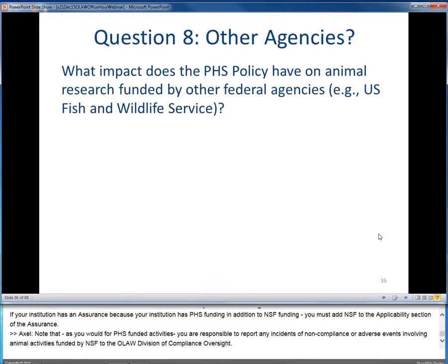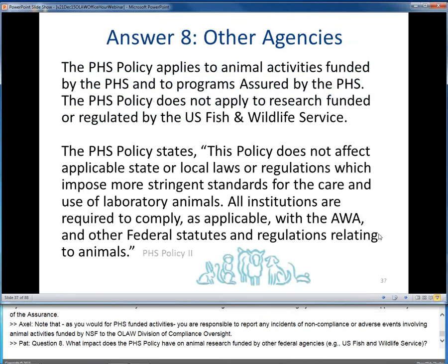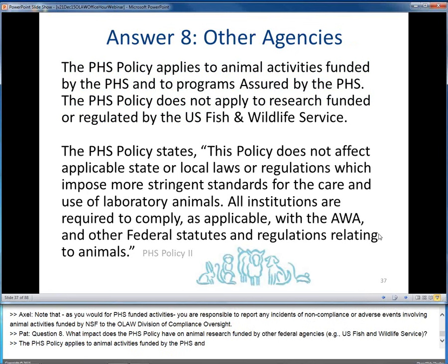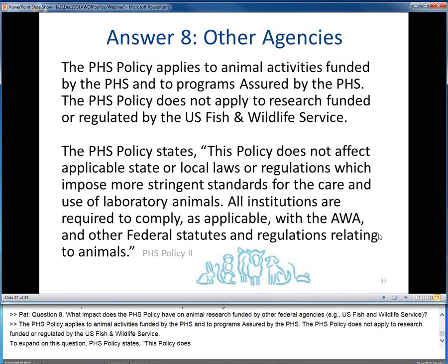Question 8. What impact does the PHS policy have on animal research funded by other federal agencies? For example, U.S. Fish and Wildlife Service. The PHS policy applies to animal activities funded by the PHS and to programs assured by the PHS. The PHS policy does not apply to research funded or regulated by the U.S. Fish and Wildlife Service.